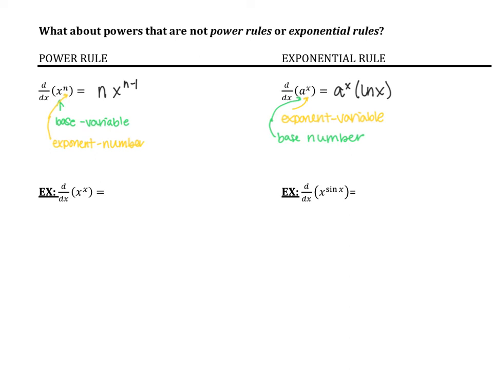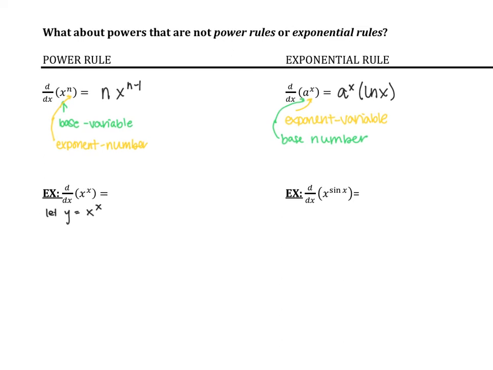So what about this craziness right here? If I take the derivative of x to the x power. Let's first look at a way to rewrite this, because we need an equation to be able to bring the exponent down. What if we let y equal x to the x? Then I'm going to take the natural log on both sides.